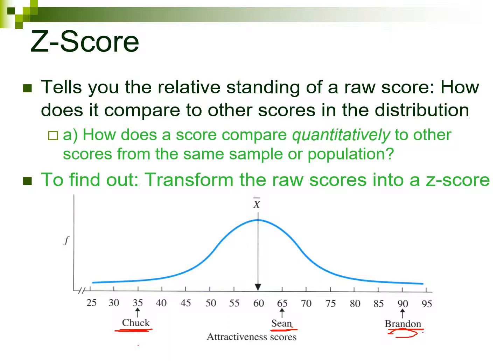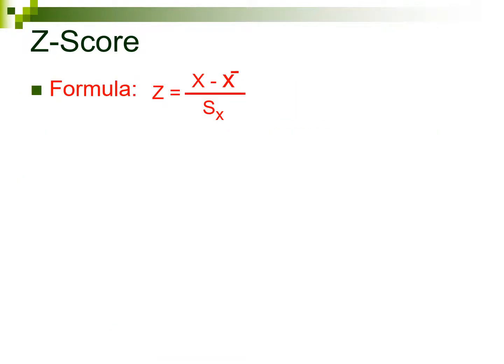To be able to do this, what we're going to need to do is to transform the raw scores into a z-score. And that's what we're going to talk about next. How can we transform raw scores into z-scores to quantitatively describe how the raw score compares to other scores in the same distribution? To do that, we're going to use the formula for z-scores. Now, yes, I think this is the first real formula you guys are going to have to memorize for the exam.